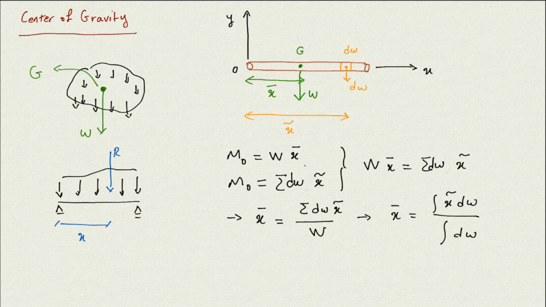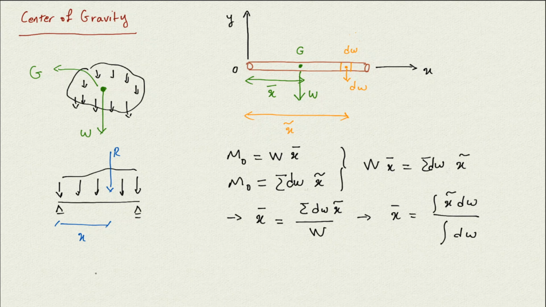So if I go ahead and say that the moment created by the total weight is the moment created by adding the moments created by all the small elements together, then that's how we can calculate the center of gravity for that object.